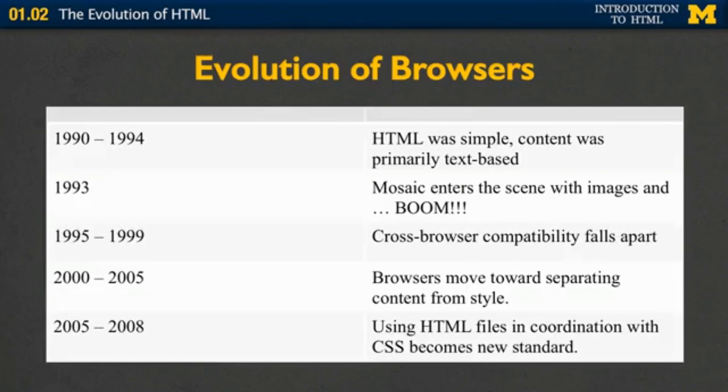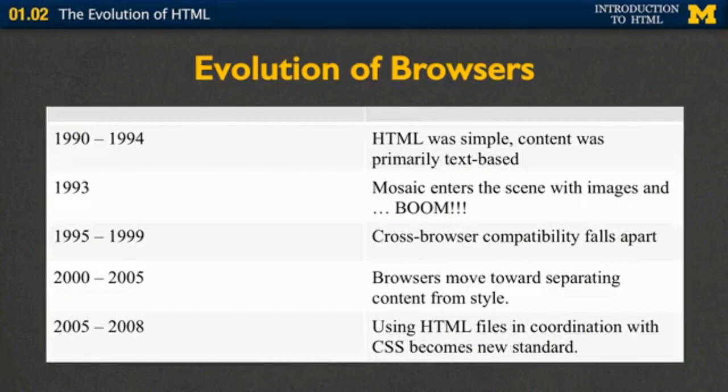We had this evolution of browsers that we've been talking about. In 1990 to 94, it was all very simple text-based. In 93, we talked about how the images entered the scene and pretty much exploded the internet. Cross-browser compatibility made many of the web pages just fall apart and led to incredibly ugly code. In the beginning of 2000, browsers went back to this idea of separating content from style. And in 2005, it became standard practice to use HTML files, which we'll be learning about in this course, to create the content, and CSS files to style it.